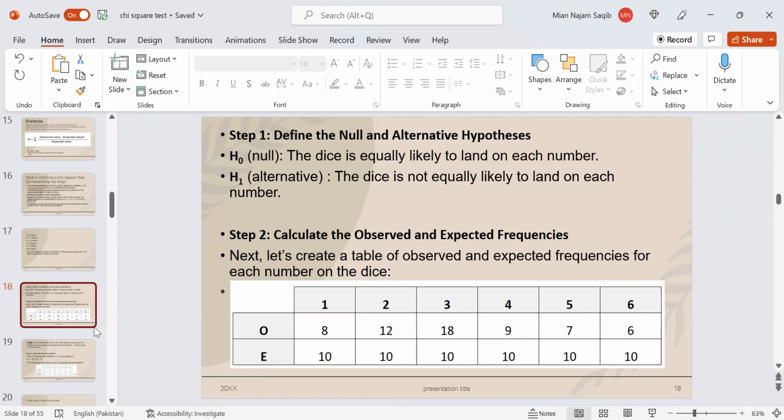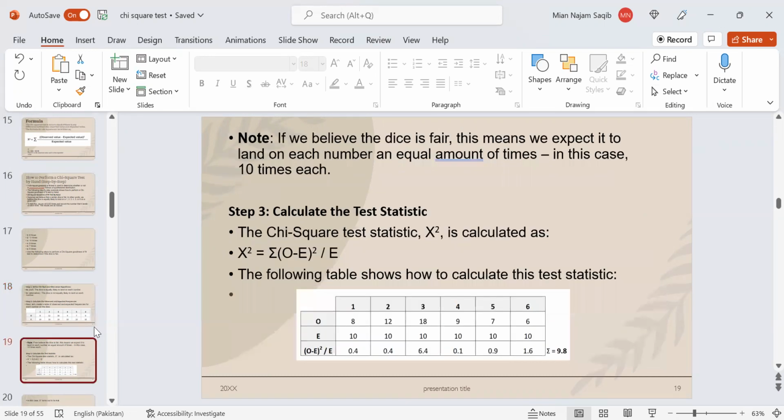Step 2, we calculate the observed and expected frequencies. For this, we're going to create a table of the observed and expected frequencies for each number of the dice, and you can see this as follows. Note, if we believe the dice is fair, this means we expect it to land on each number an equal amount of times, in this case 10 times.